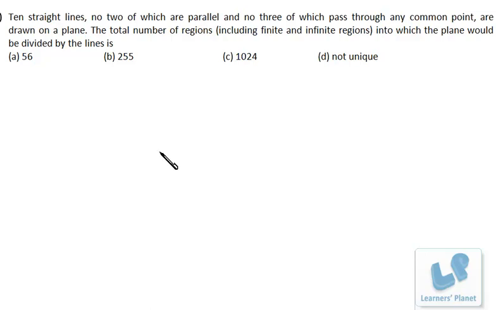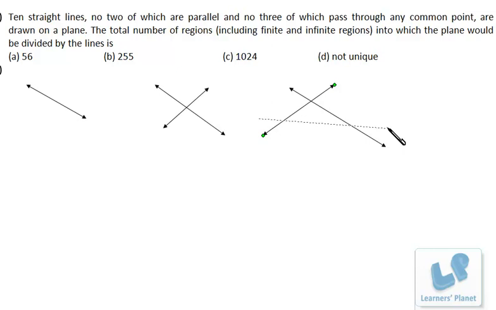Okay, so if I have just one line, I'll be getting 2 regions, right? If I have 2 lines, so I'll be getting 1, 2, 3 and 4 regions. If I have 3 lines, similarly, it's 1, 2 and 3. So how many regions would I have? Here I'm having 2 regions, here 4, and here 1, 2, 3, 4, 5, 6 and 7 regions.